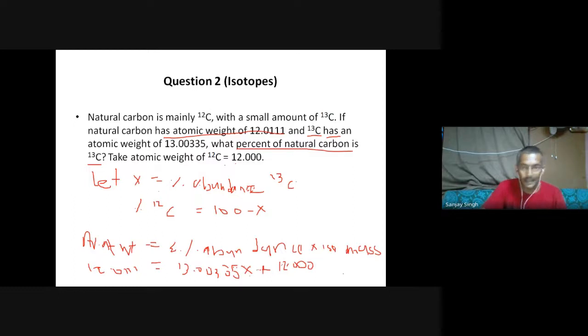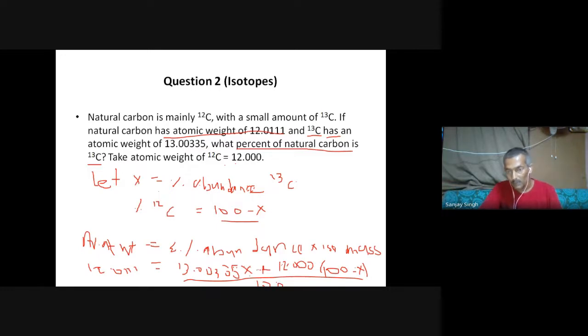And what is the abundance? 100 minus X, so multiplied by 100 minus X. And from over here, it's just a math problem. You just need to solve for the X. The whole of it is divided by 100. And then you solve for the X.